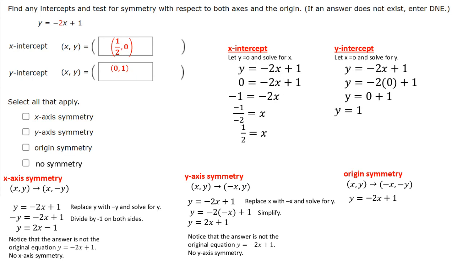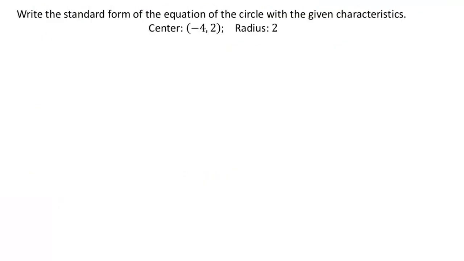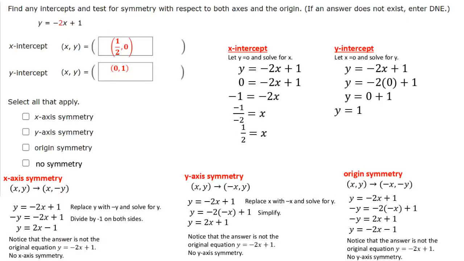So let's check for the last one, origin symmetry. For origin symmetry, if we replace x with -x and y with -y, let's see if we get the same equation. When we simplify, we get y is equal to -2x minus 1. And again, we do not have the same equation. So for our answer, which I didn't put in, it has no symmetry because it did not apply for any of our rules. We didn't get back the same equation. Any questions?